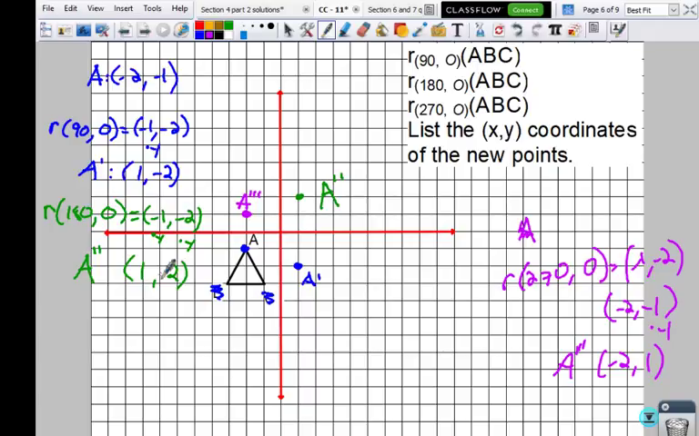Alright, on our next one, we are going to do... It says just, actually, 270.